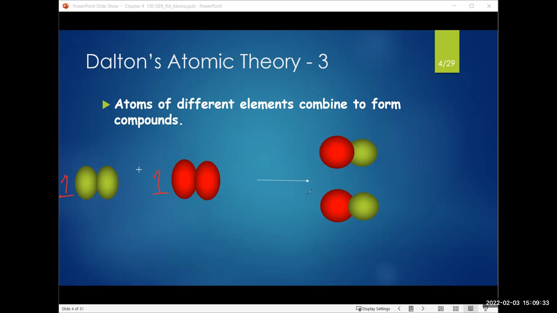If I were to hide this, I can put a two in front of the products and not show this one here. And so I have a relationship of one diatomic green reacting with one diatomic red to give me two new red-green products. Okay. And I got a ratio here, where I can write this ratio.